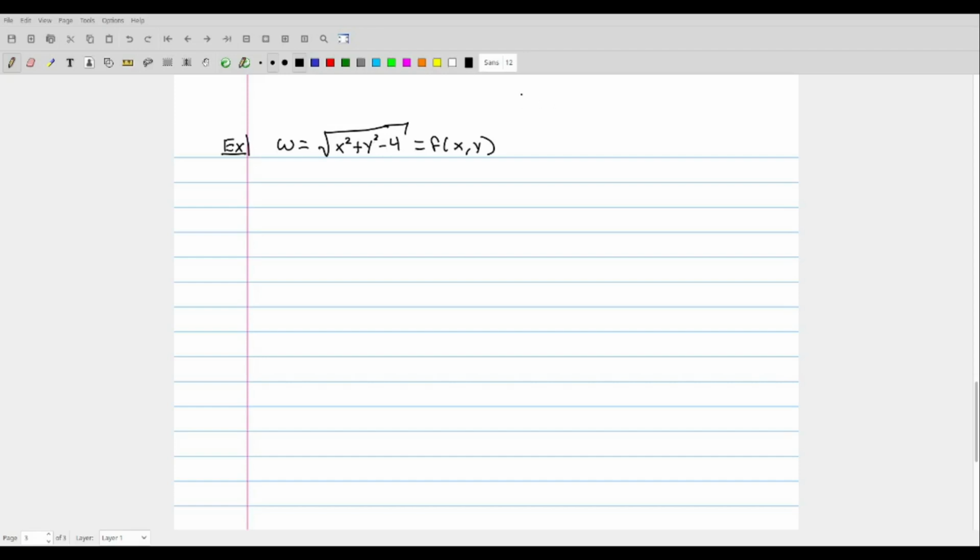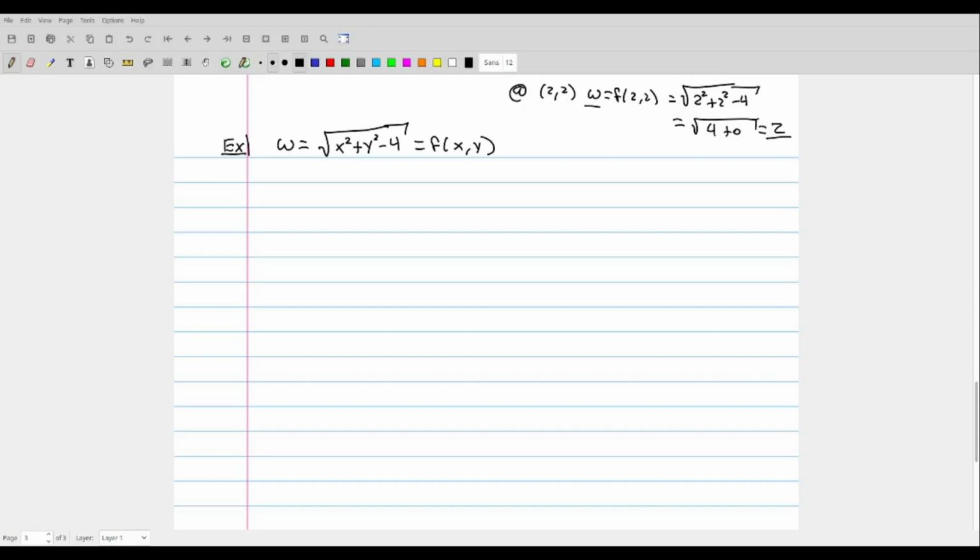We'll do so at the point 2, 2. w is equal to f of 2, 2, which is the square root of 2 squared plus 2 squared minus 4, or the square root of 4 plus 4 minus 4, which is just the square root of 4 plus 0, which is equal to 2. So at the point 2, 2, this function is equal to 2.